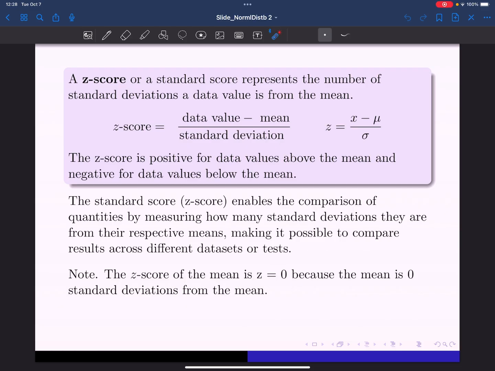Please note that the z-score of the mean is always 0, because the mean is 0 standard deviations away from the mean.